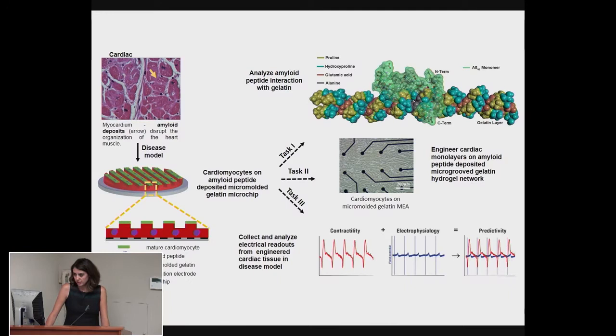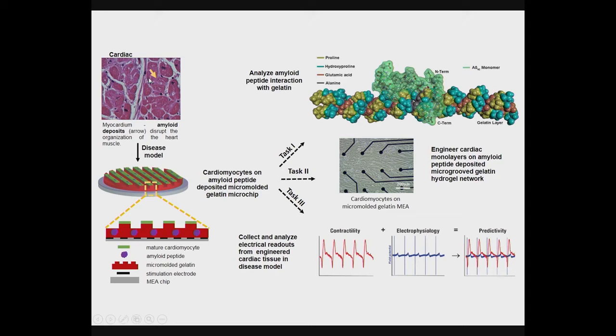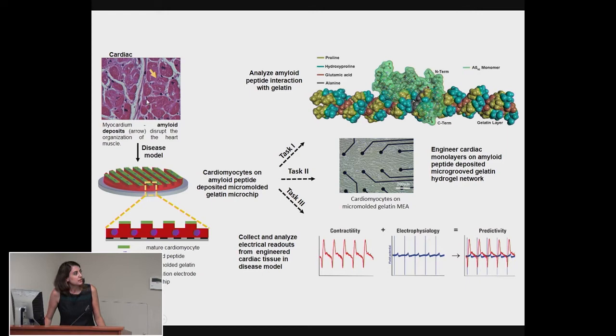Here you see a histopathology image of a cardiac amyloidosis patient. Amyloid deposits disrupt organization of the heart muscle. In this study, our goal is to mimic this amyloid deposit disrupted organization of the heart muscle by combining biomaterials and the organ-on-a-chip technology. Up to now, we produced gelatin hydrogel to mimic the extracellular matrix of heart tissue, and we performed mechanical, chemical, and physical characterization of this hydrogel.